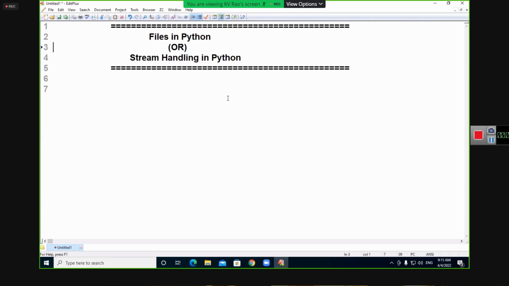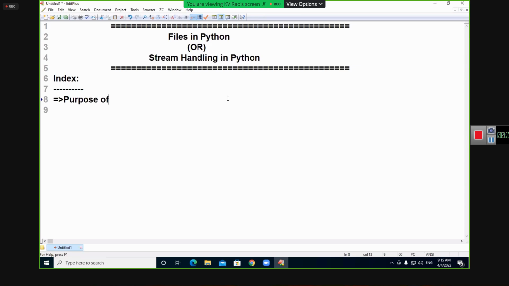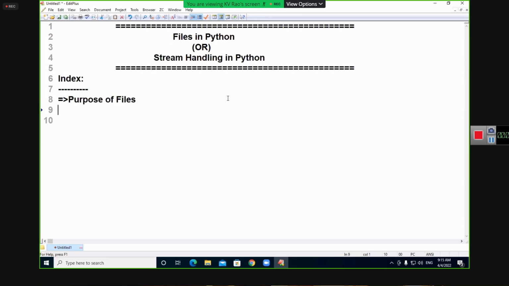Okay, so now I'm going to discuss files in Python. Shall we start, guys? Before entering into that, I want to go for discussing the index. First, we will start discussing about the index. It's our scenario in the class to be taken into consideration. In that, the first point we are talking about is: what is the purpose of files? First topic we will go for it.